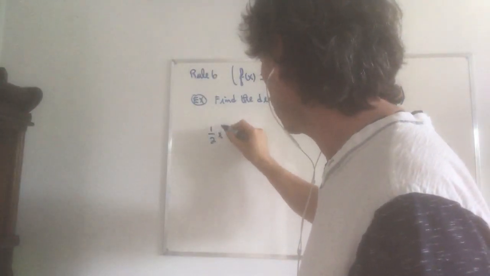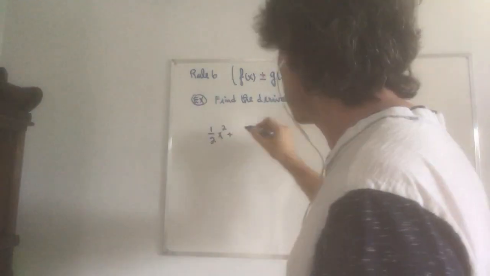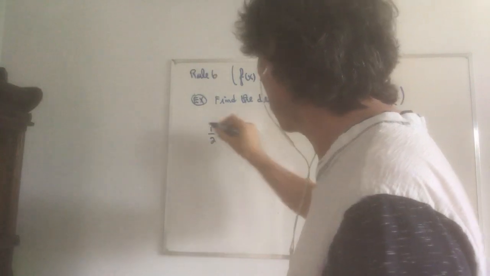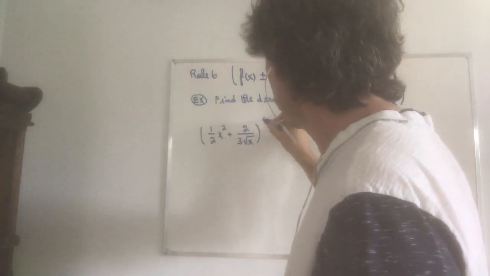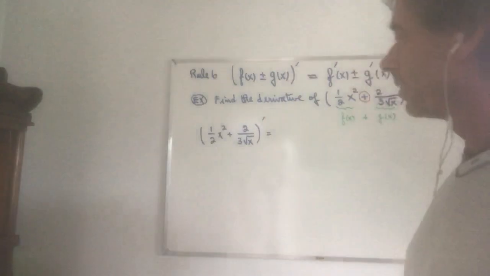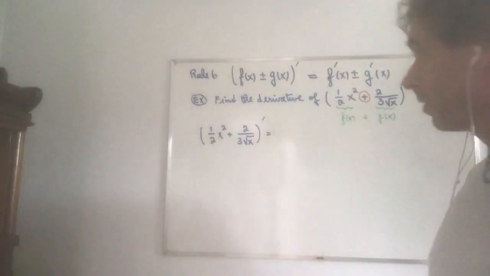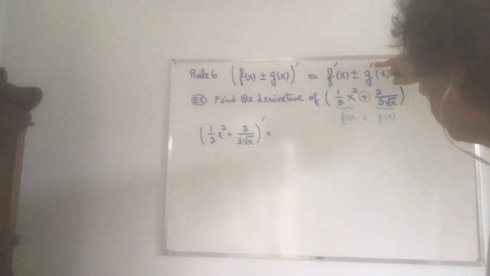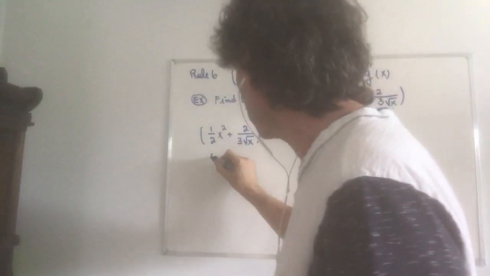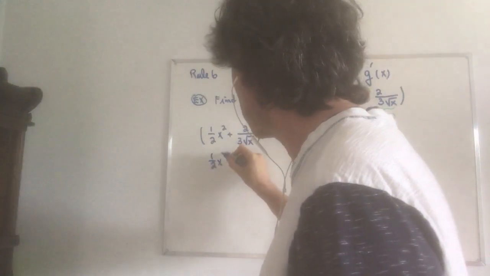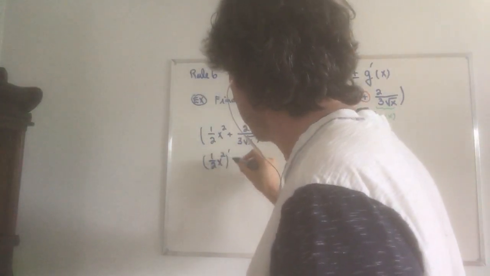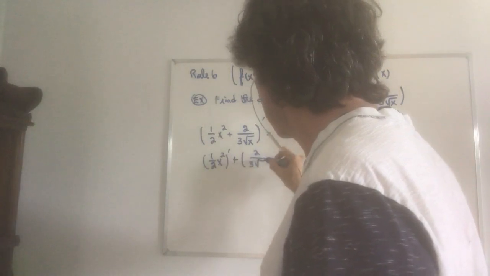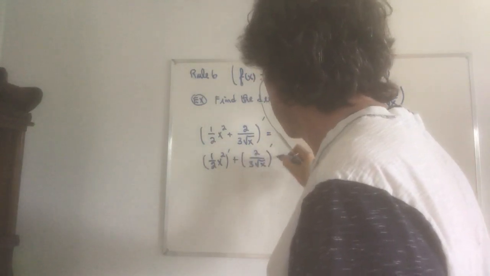So what does that mean? It means that 1/2 x squared plus 2 over 3 root x, if we want the derivative of this, what are we going to have to do? We're going to have to, like here, give the prime to the f and give the prime to the g. So this is 1/2 x squared with the prime, and this is 2/3 root x with the prime as well.